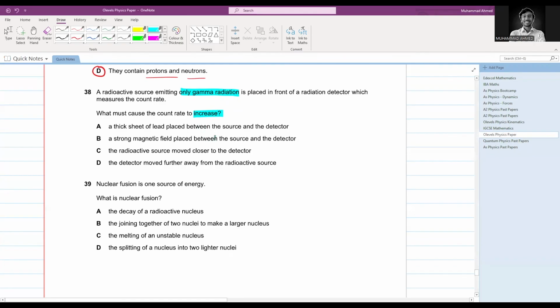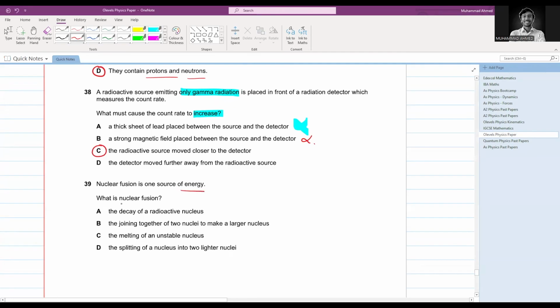A thick sheet of lead placed between the source and the detector? No, this decreases the count rate. A strong magnetic field placed between the detector and the source? No. The radioactive source must be moved closer to the detector. Yeah, this increases the count rate. C is your answer.